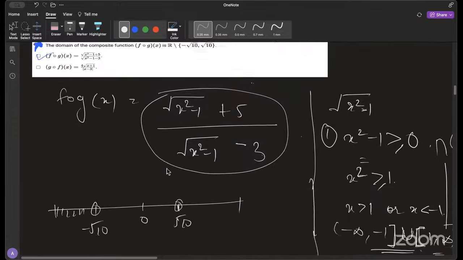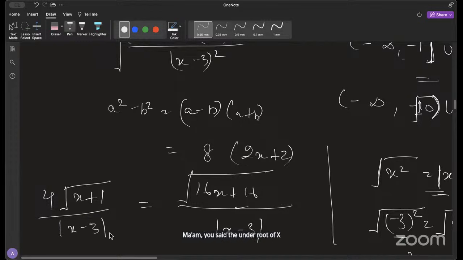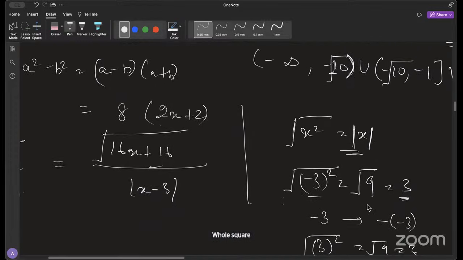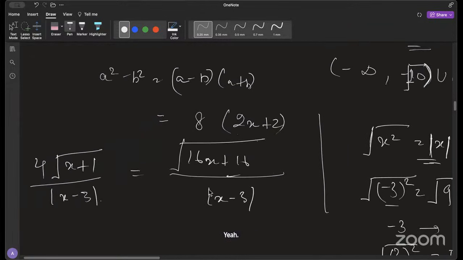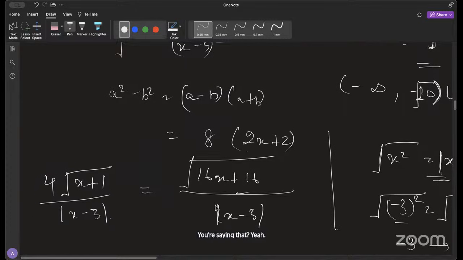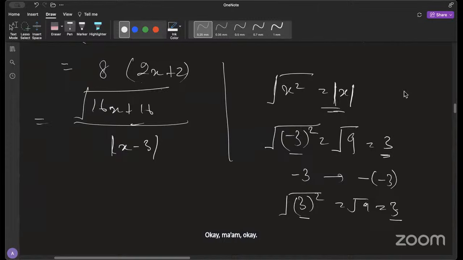Ma'am, you said the square root of (x minus 3) whole square can be written as mod of x minus 3? Yeah. Okay, ma'am. We have the explanation here for that.